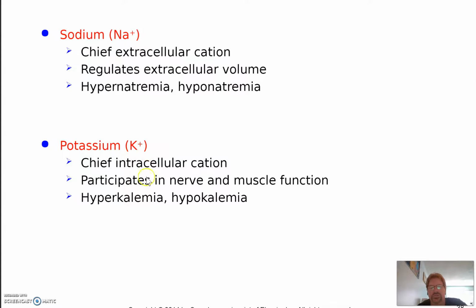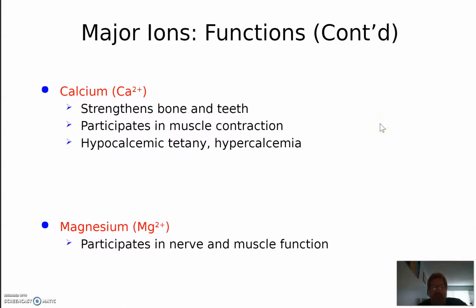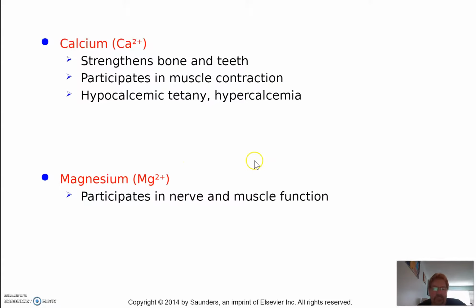So sodium extracellular, potassium is the chief intracellular. Participates in nerve and muscle function. Hyperkalemia, hypokalemia, too much, too little. Calcium strengthens bones and teeth. Absolutely essential for muscle contraction. Hypocalcemic tetany, if you don't have enough, your muscles can go into spasm.